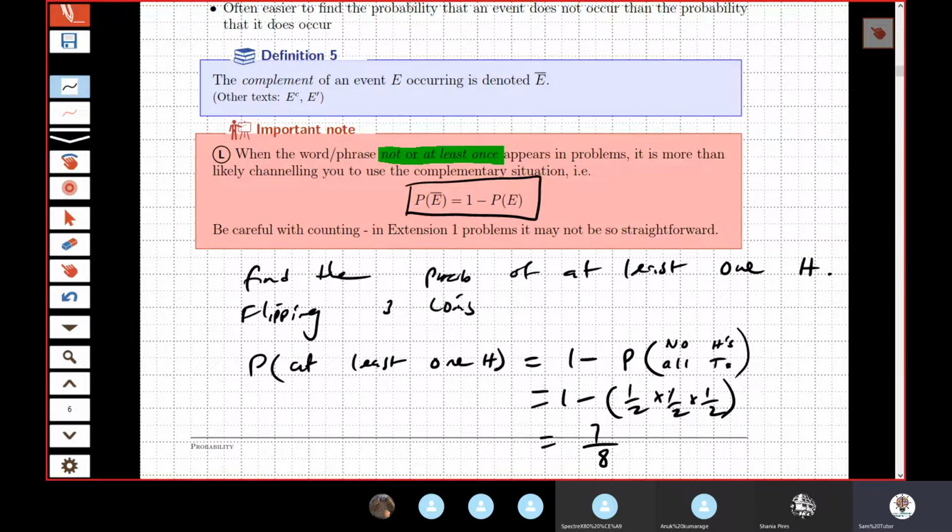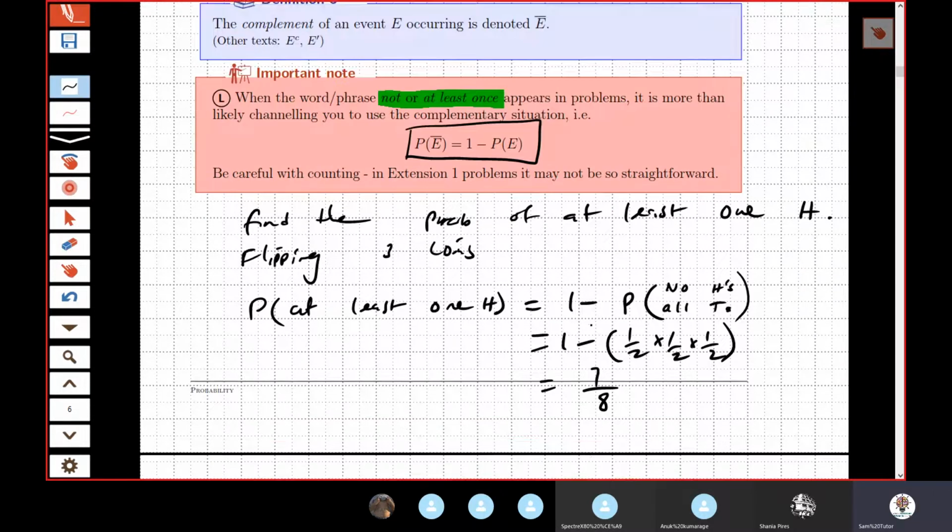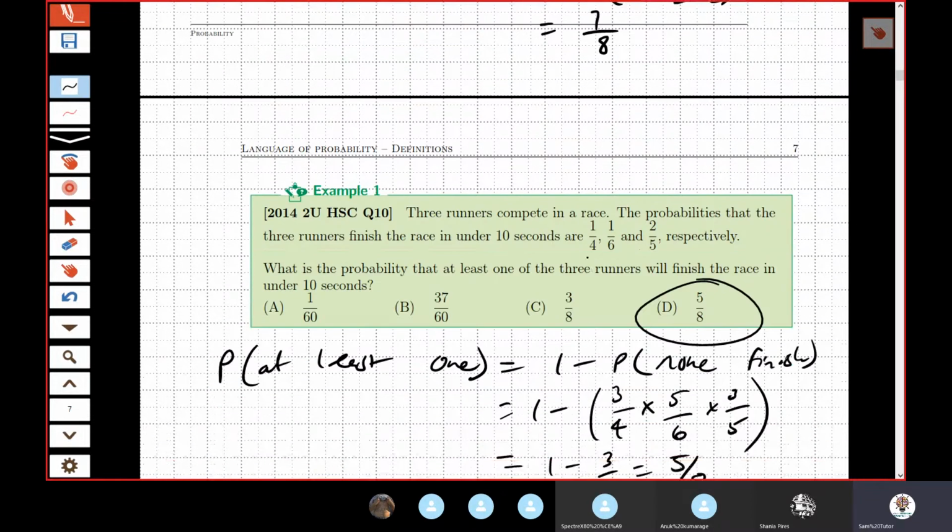Does that make sense? So keep that in mind. If it says "at least once", you've got to straight away know it's directing you to this particular problem. Be careful with counting in Extension 1 problems. It may not be so straightforward, so we'll look at those probably in about 2 weeks' time when we cover the Extension 1 perms and combs, and we'll do Extension 1 probability as well. Okay, so advanced, good. All right, no questions, move on.